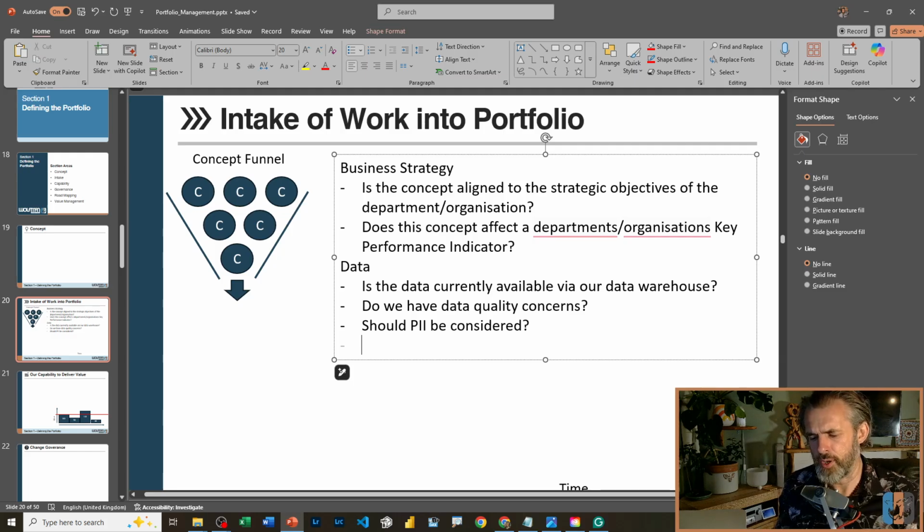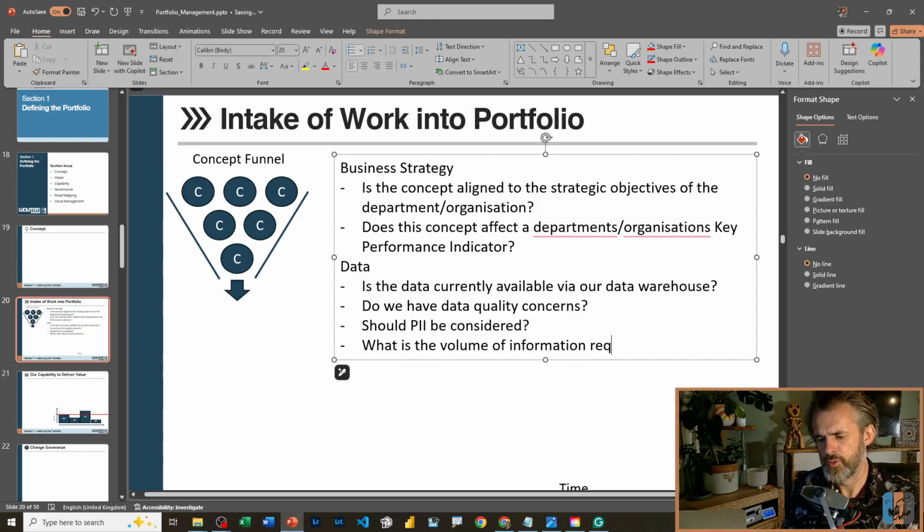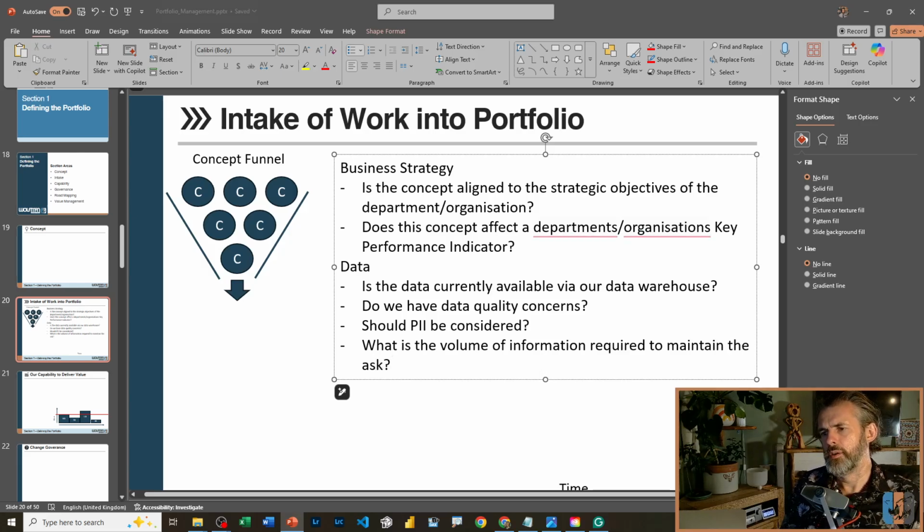So I'm going to put a question of: what is the volume of information required to maintain the ask?